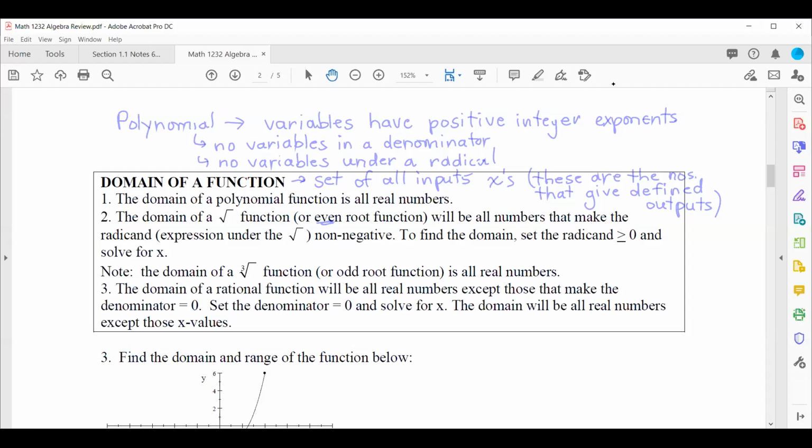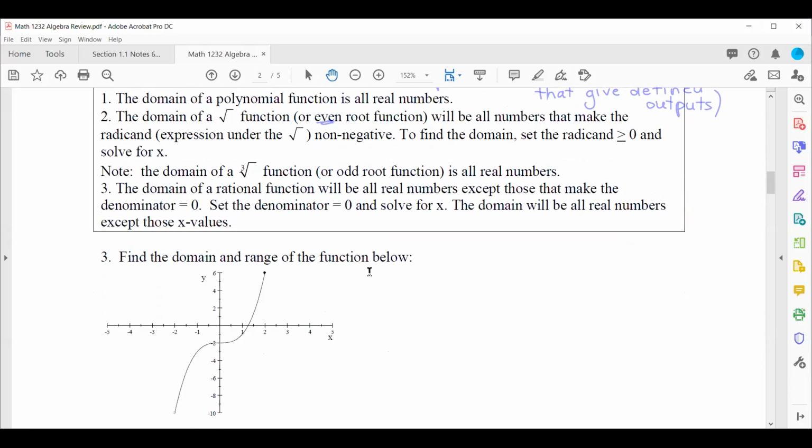So for the domain of a square root function, you've got to find all the numbers that make the expression under the radical, which is called the radicand, non-negative. And this is how you do that: you set the radicand greater than or equal to 0 and solve for x. Why don't we go ahead and hop into the examples, and we'll talk about those as we go along.